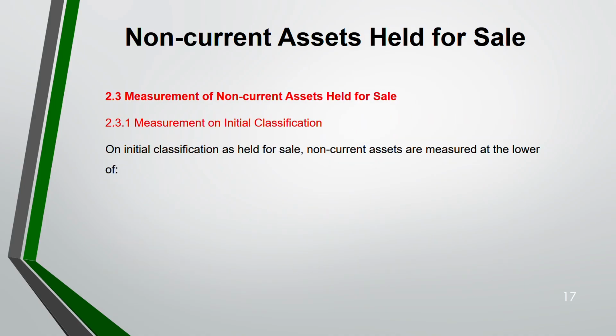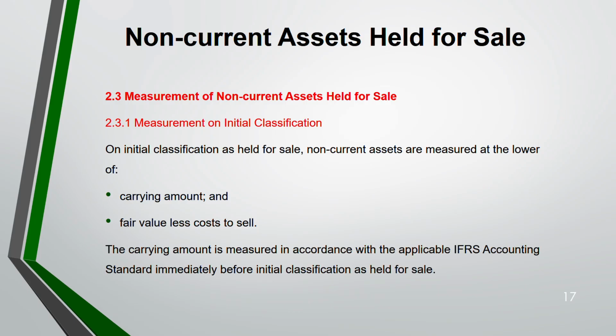Now, initial classification. On initial classification as held for sale, non-current assets will be measured at the lower of. See, until now, all your non-current assets, whether intangible or tangible, were measured at cost on initial measurement. Now, for non-current assets held for sale, it would be the lower of carrying amount and fair value less cost to sell. Whichever of the two is lower, you have to measure at that on your initial classification. The carrying amount will be measured in accordance with the applicable IFRS standard immediately before you classify it as held for sale.